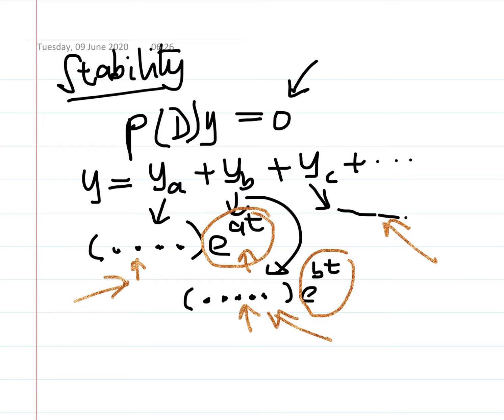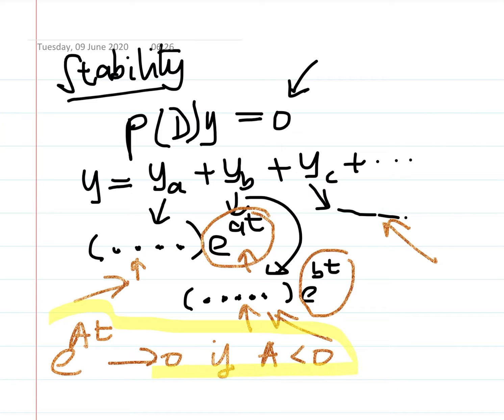So we know that in general, an exponential e to the, say, capital A times t would go to 0 if the capital A is negative. It would not go to 0 if the capital A is 0 or positive. So this was in fact an important condition for the exponential to decay.